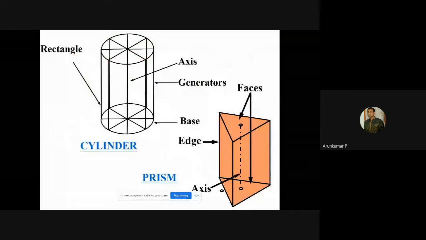As far as prisms are concerned, as you know, there is a base and a top face which are the same, depending on the prism: square, rectangle, pentagon or hexagonal prism. And you have these vertical edges, and then you have this axis, and then you have the top face and the base of the prism.